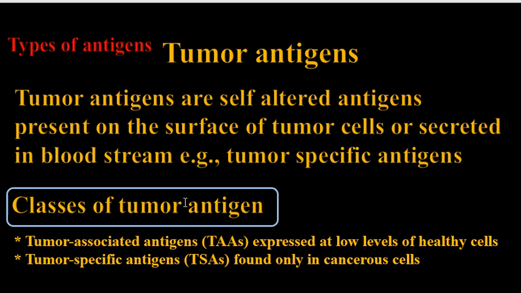For example, tumor-specific antigens are specific to a given cancer. So, according to that, there are two classes of tumor antigens: tumor-associated antigens, which are expressed at lower levels in healthy cells. However, tumor-specific antigens are found only in cancerous cells.